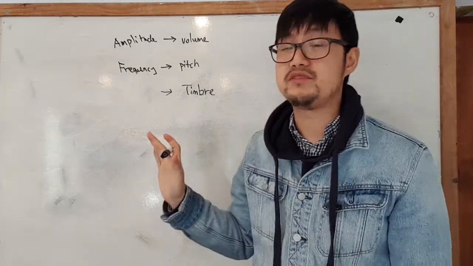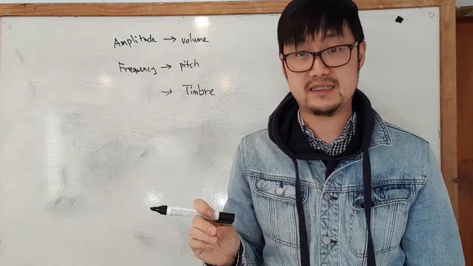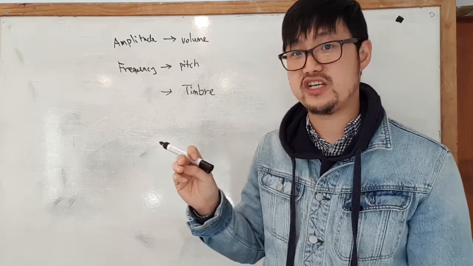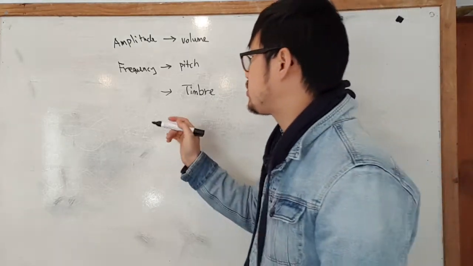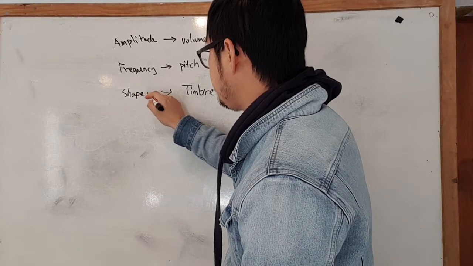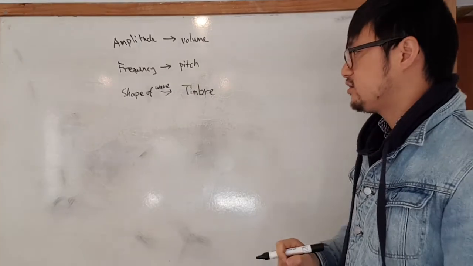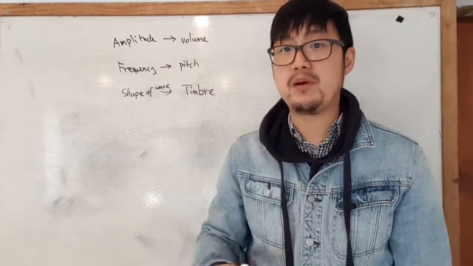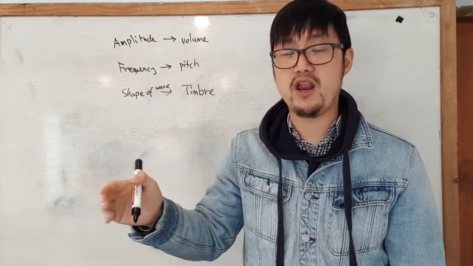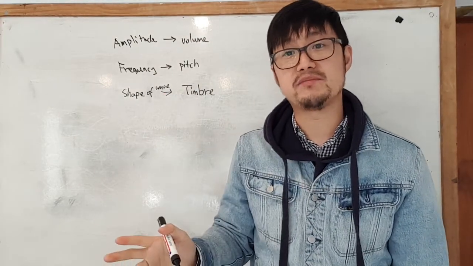So what determines the timbre is how many of these frequencies exist, and if they exist together, they form a certain shape of the sound, a shape of the wave. In a musical instrument, say if I play the guitar, you've got the first harmonic, second harmonic, third harmonic, and these can actually exist at the same time.